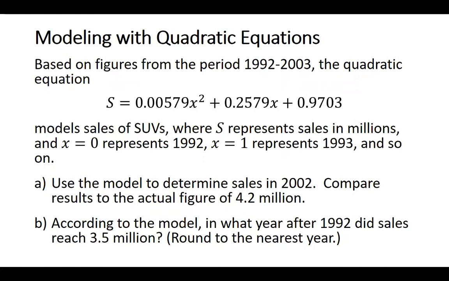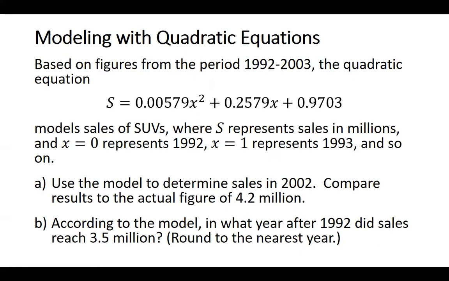So based on figures from 1992 to 2003, the quadratic equation, I'm going to write that down. S equal to 0.00579 x squared plus 0.2579 x plus 0.9703. So there's our model. S represents sales in millions. X represents number of years after 1992. Use the model to determine sales in 2002. S in 2002.